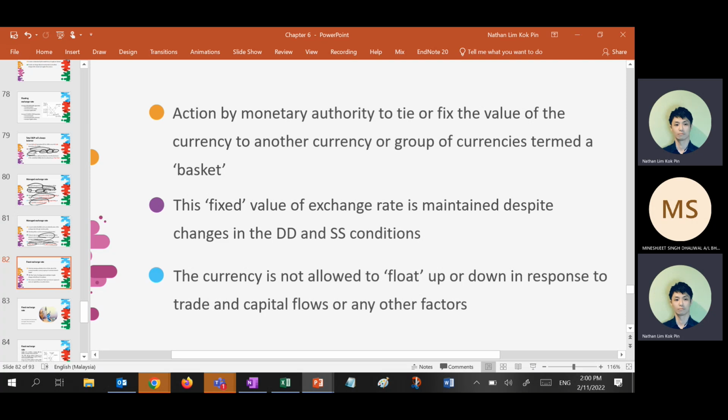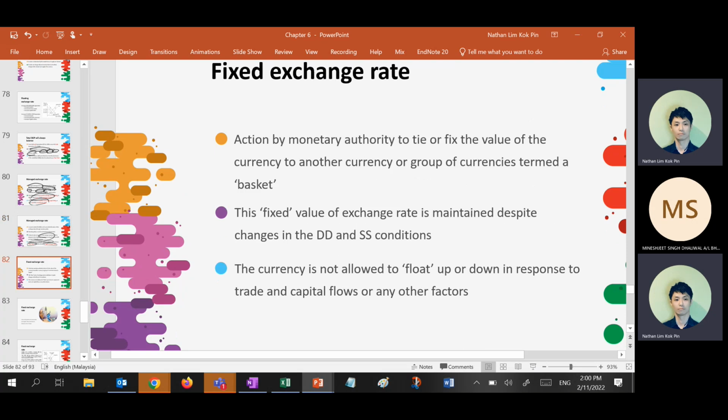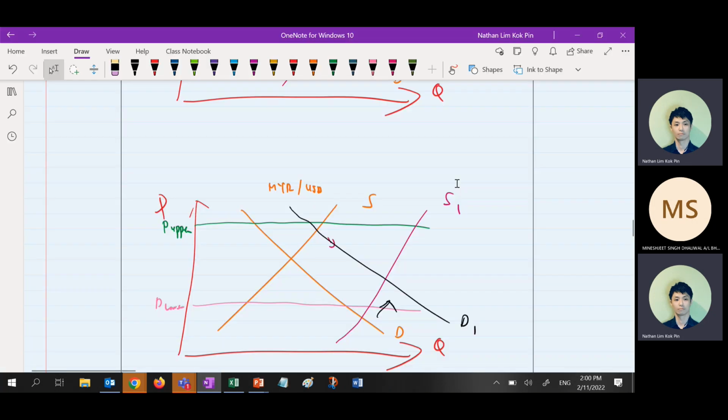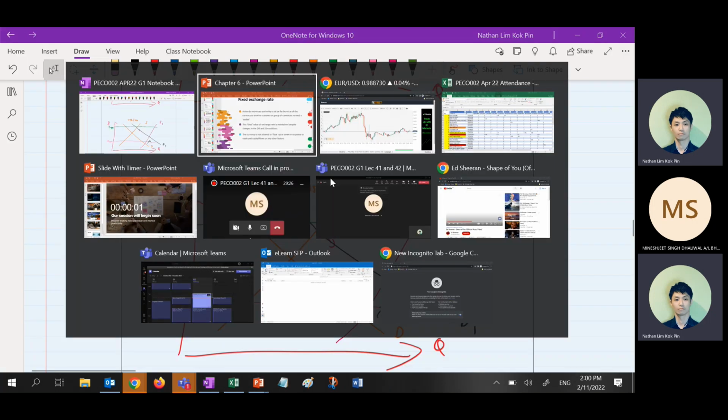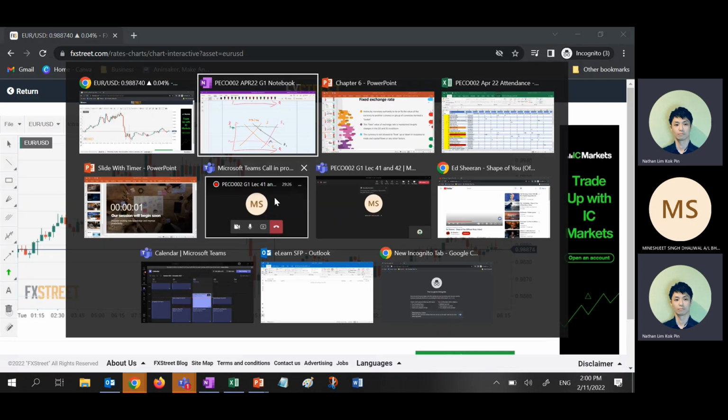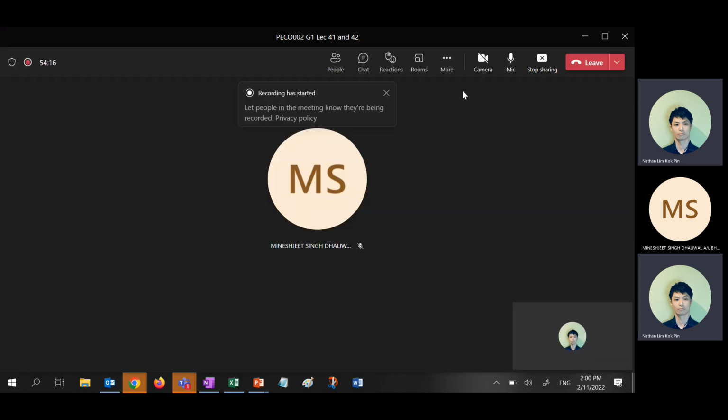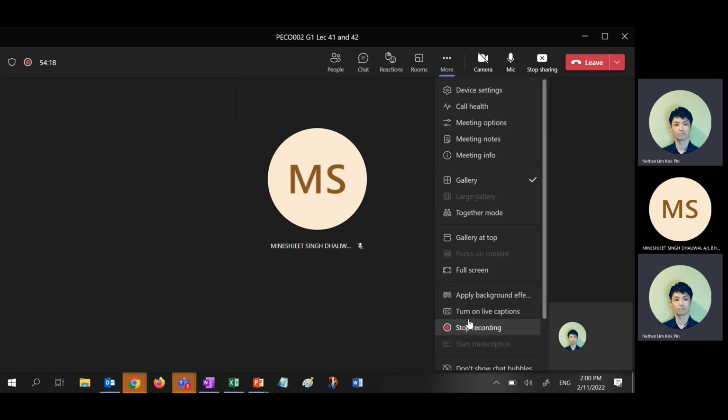Okay. That is for managed float. Let's have a break. Then we go through the fixed exchange rate and effects. Then we are good to go. Any question on the managed and the floating? Anything else?